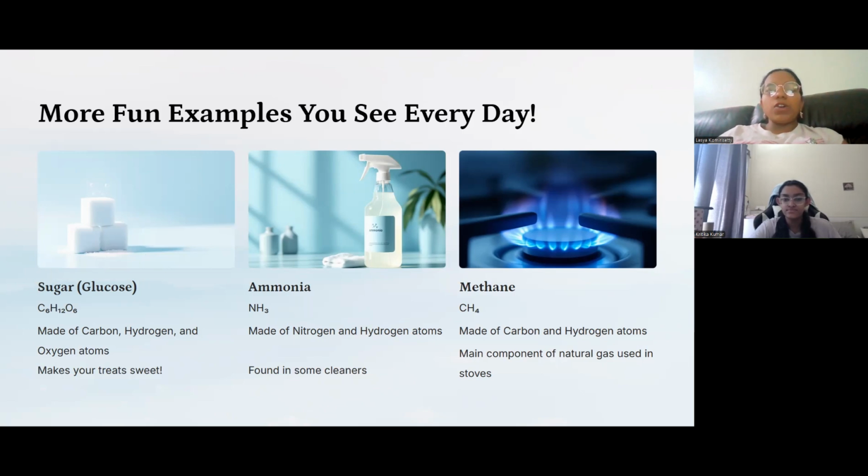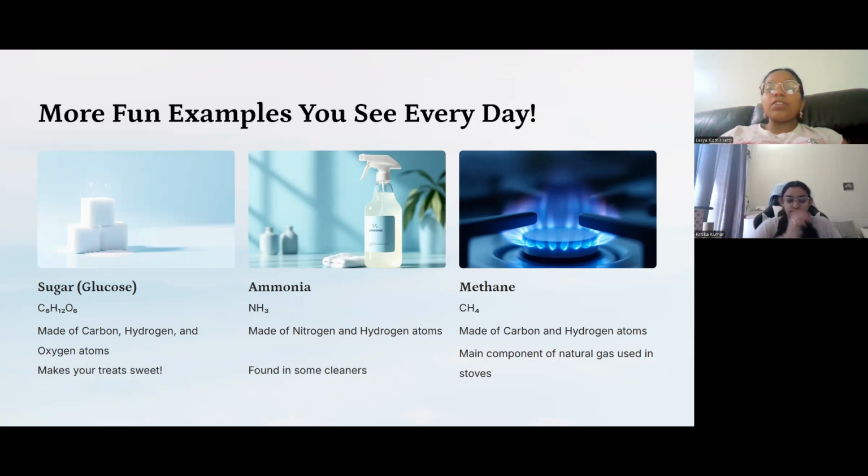So in this case, one nitrogen atom combined with three hydrogen atoms makes one molecule of ammonia. And it's found in some cleaners. Lastly, we have methane. So this is CH4. It's made up of one carbon atom and four hydrogen atoms, the main component of natural gas used in stoves.